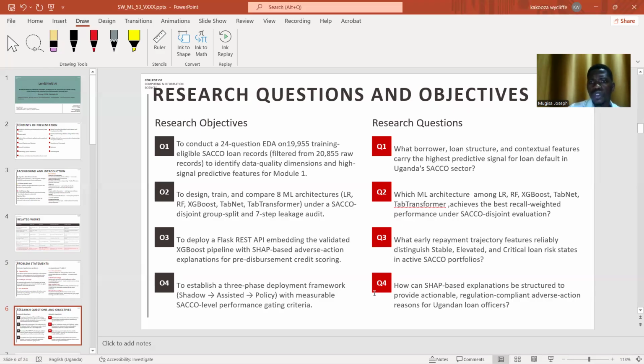And then in the questions that we have, we want to find out which borrower, loan structure and contextual features carry the high predictive signals, which architecture is the best, and what repayment trajectory features can reliably distinguish the stable, elevated, and critical loans. Also, how can a SHAP-based explanation be structured to provide actionable and regulation-compliant adverse actions, as required by the regulatory body of Uganda, that an explanation be granted for every AI prediction made.